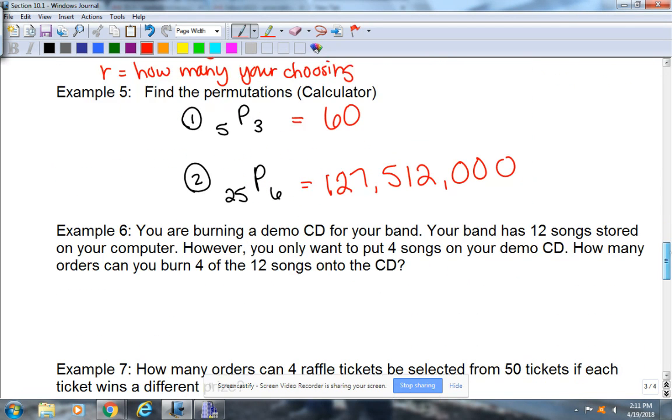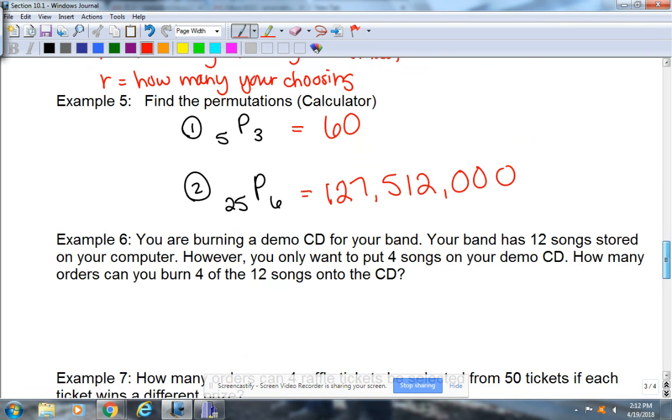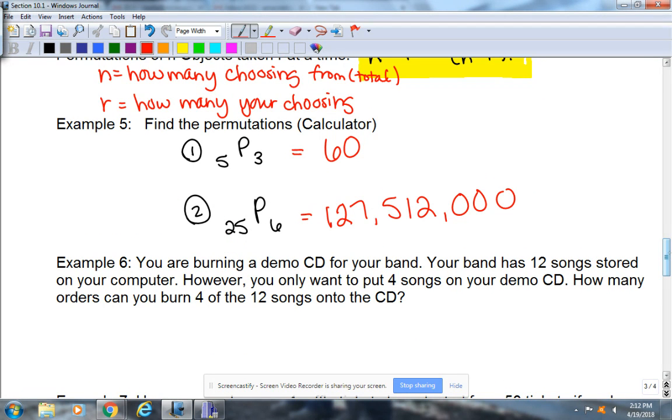Word problems. Okay. Well, they're on their paper. We're just going to put it in. You're burning a demo CD for your band. Your band has 12 songs stored on your computer. However, you only want to put 4 songs on your CD. How many orders can you burn 4 of the songs onto the CD?